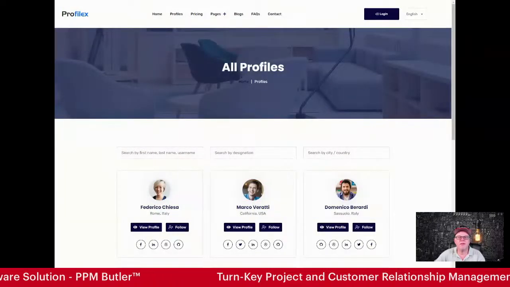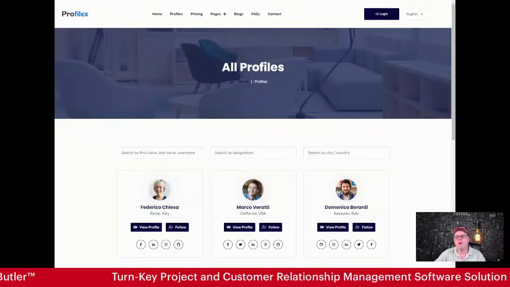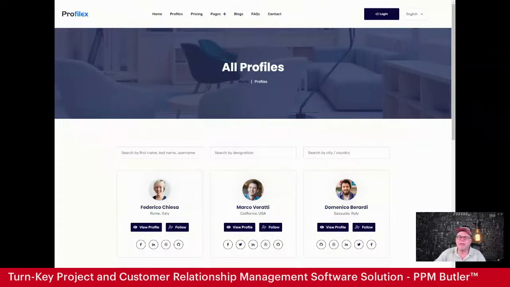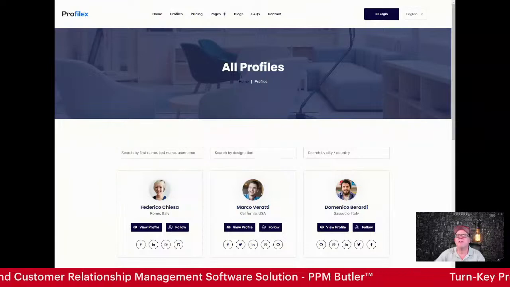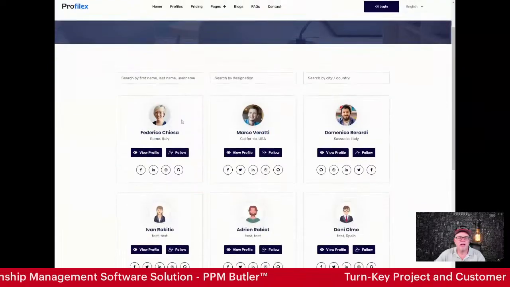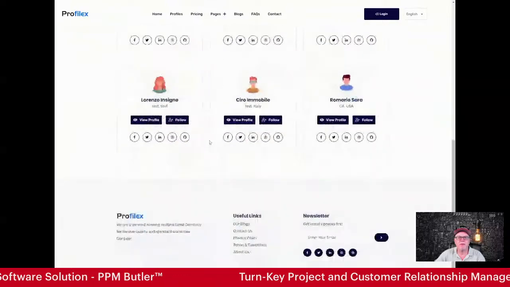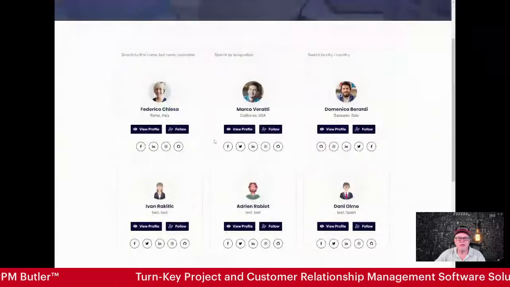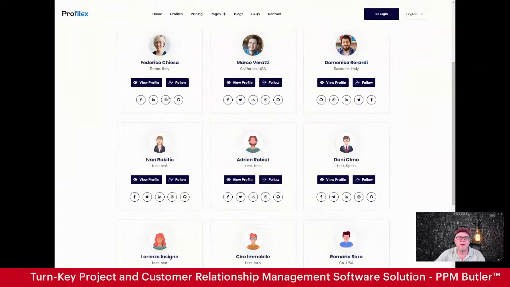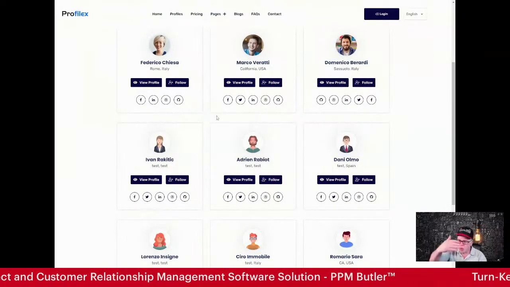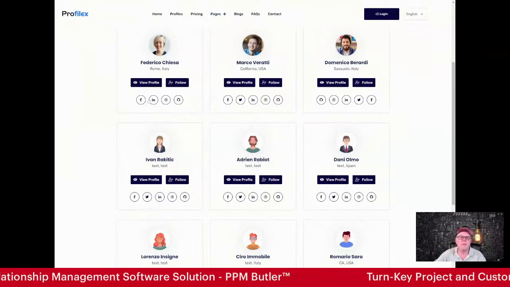Okay, so here are some examples. You see some profiles. So you create your profile. It gets pretty deep, but this is the basic profile. So you go down to these people. These aren't real people, by the way, they're just fictitious. We made up a fictitious site here to be able to show you this. But you would have your own profile and you would be able to share it.